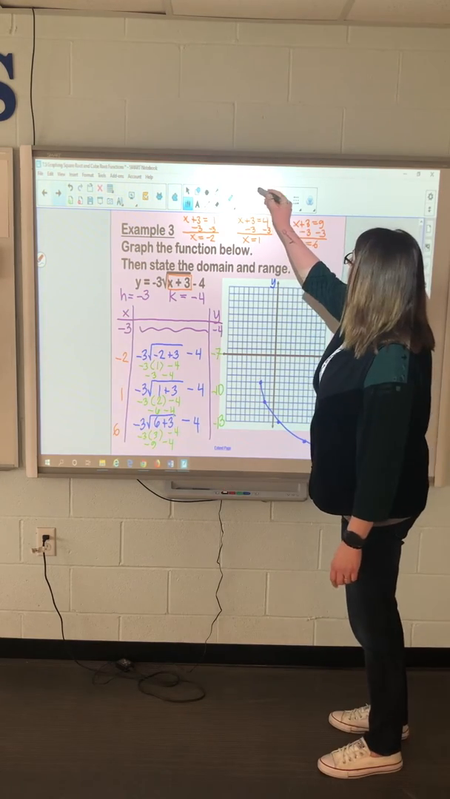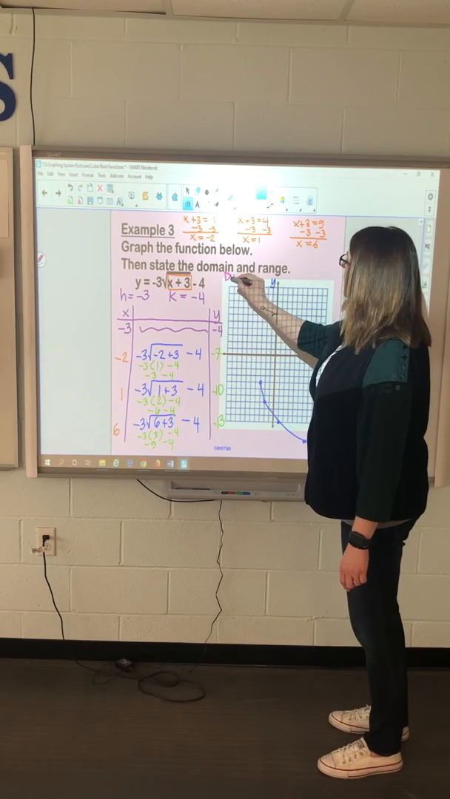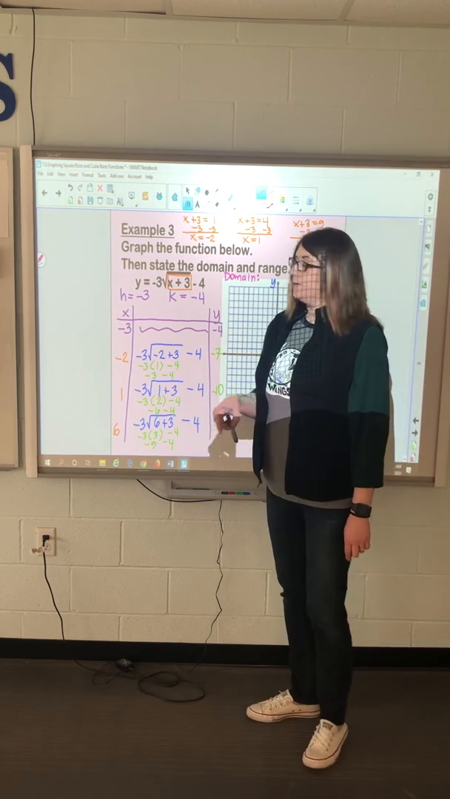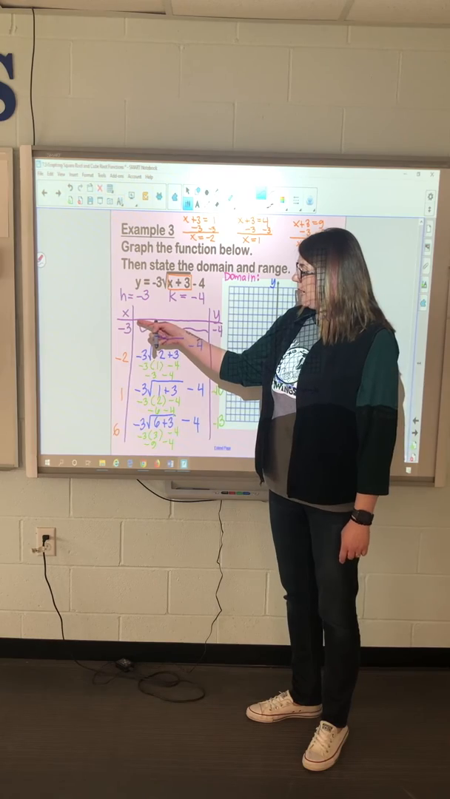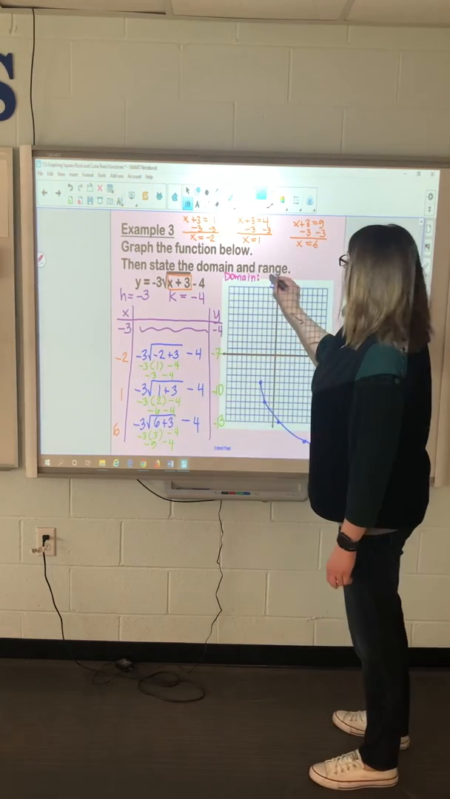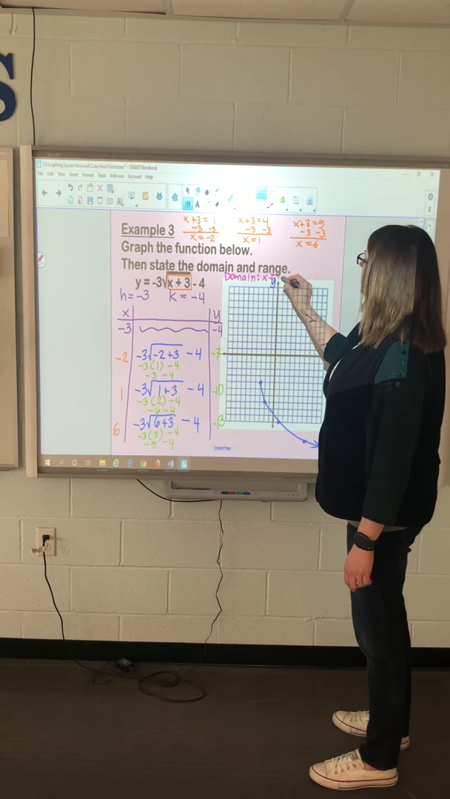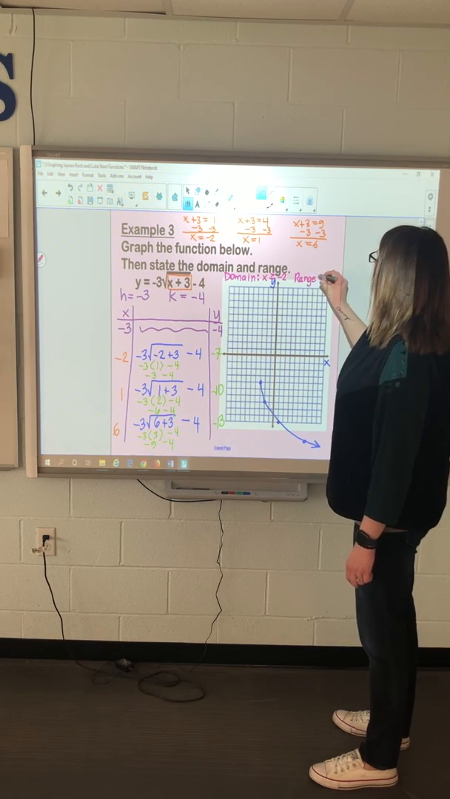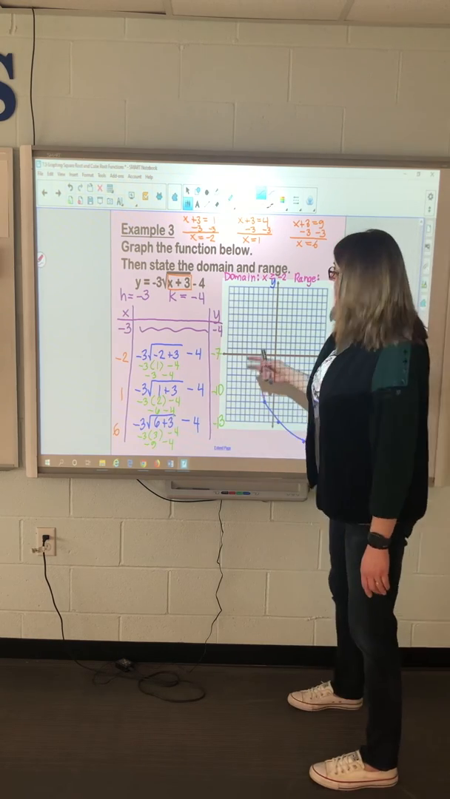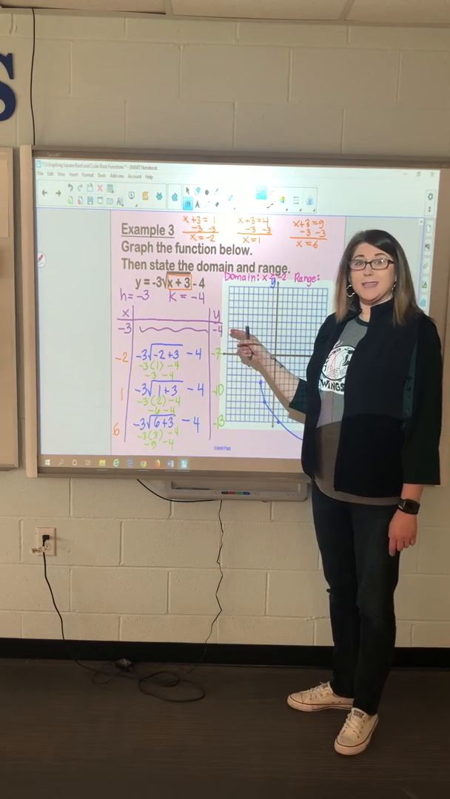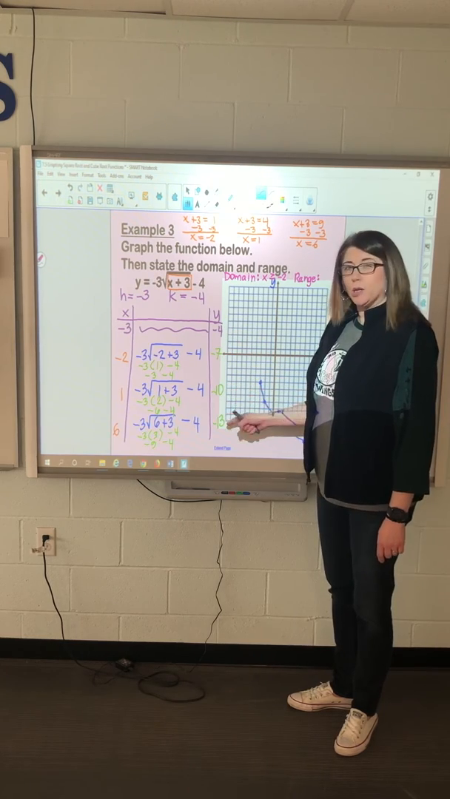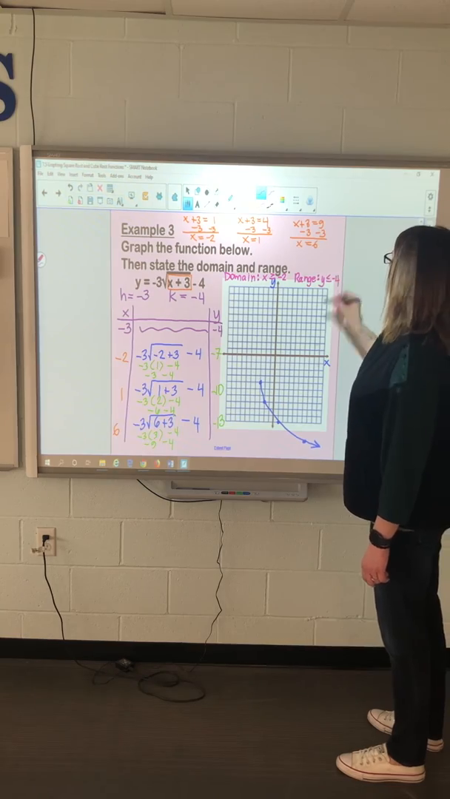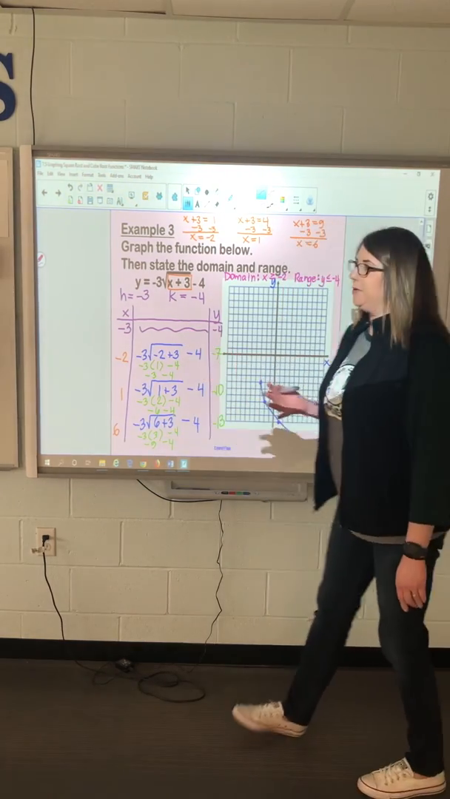So let's talk domain and range. Again, you can go to your table. The table makes this really easy. Let's look at our x values. We started at negative 2, and then those values got bigger. So we're going to say x is greater than or equal to negative 2. Range, again, let's go to that table of values and see what's going on. Our y values started at negative 4, but this time they didn't get bigger, they got smaller. So we're going to say y is less than or equal to negative 4, because our y values got smaller.